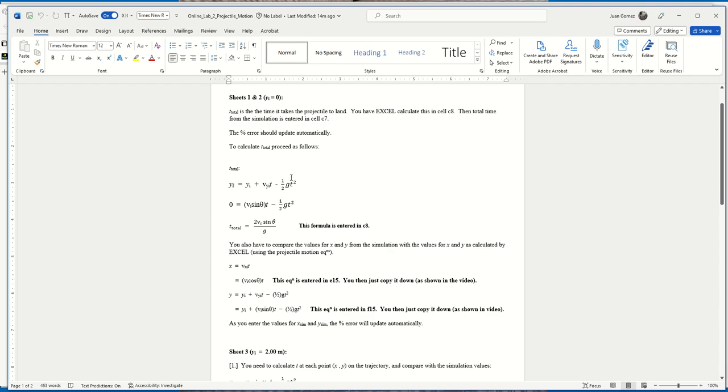So again, that's why in the next equation, yf and yi are 0. And remember, what is vyi? This is very important. Vyi is vi sine theta.